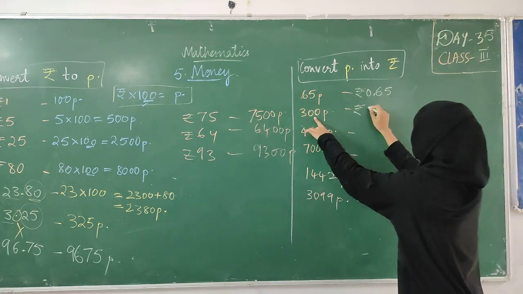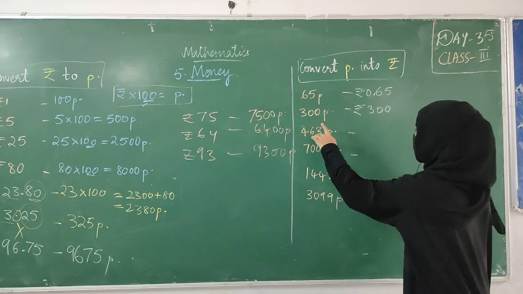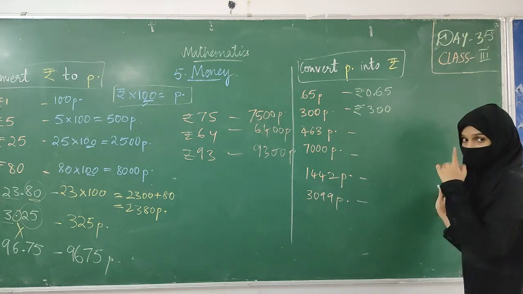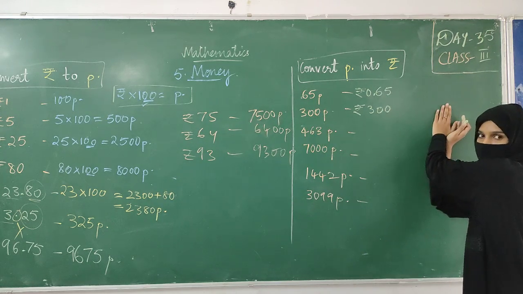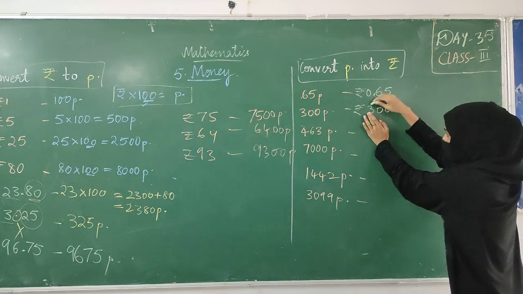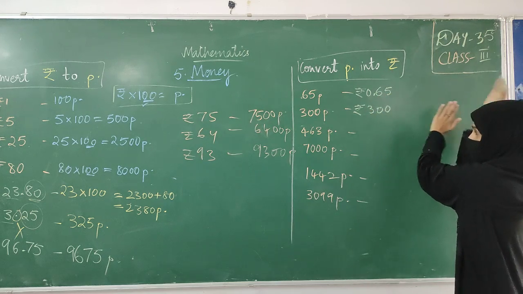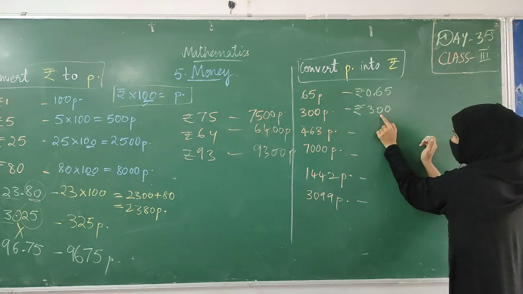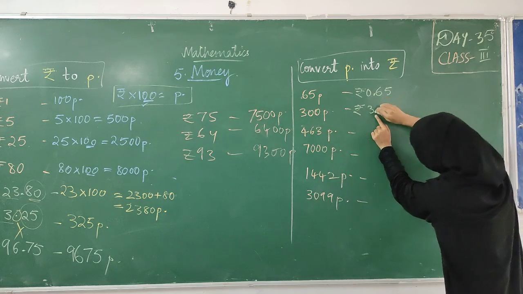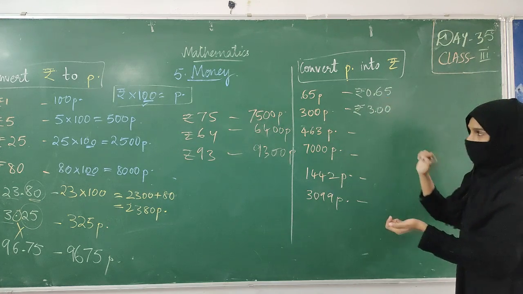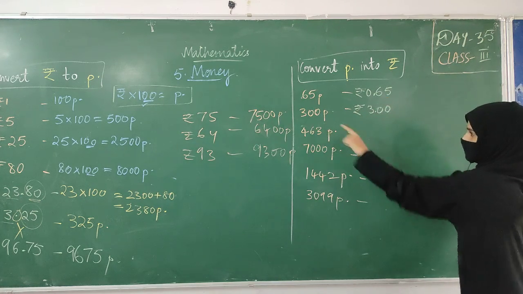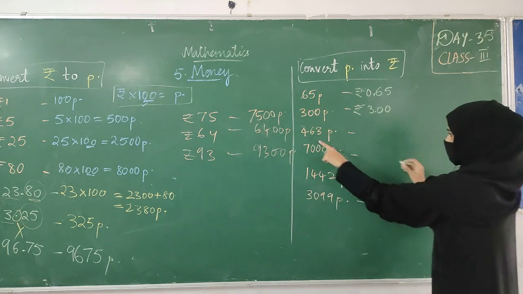Now, 300 is your number. We have to put a dot after 2 digits from the right side. Not from the left side; you have to start from the right side. 1, 2, after 2 digits you will put a dot. How many rupees did you get? Rupees 3. 300 paisa is equal to rupees 3. Now this number.